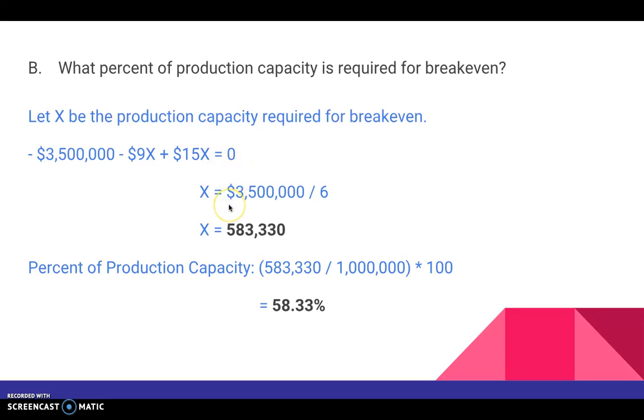And from here you can divide $3,500,000 by 6 to get about $583,000 units. And to get the percent of production capacity, you'll divide that by 1 million units and multiply it by 100 to get 58.33%. And that is how you calculate and solve a break-even analysis problem with a different capacity percentage.